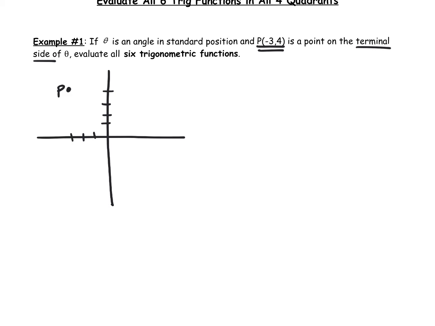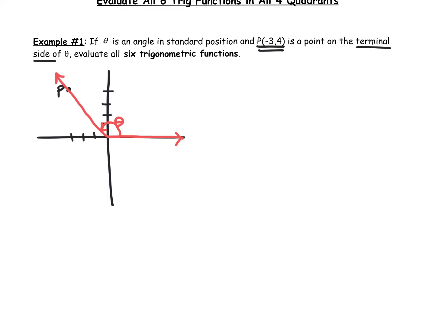And they say point P is on the terminal side of the angle. So that means the angle terminates in quadrant 2. So if we were to finish this angle, that would be your initial side, and here would be my theta. So they want to know what all six trig functions would look like. So there's a little trick here.